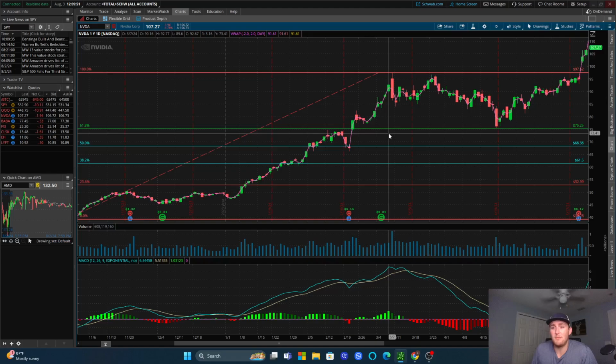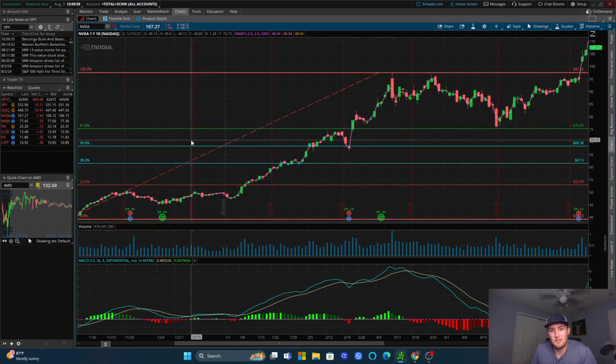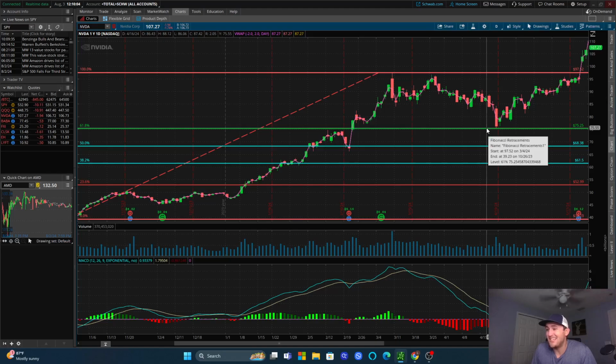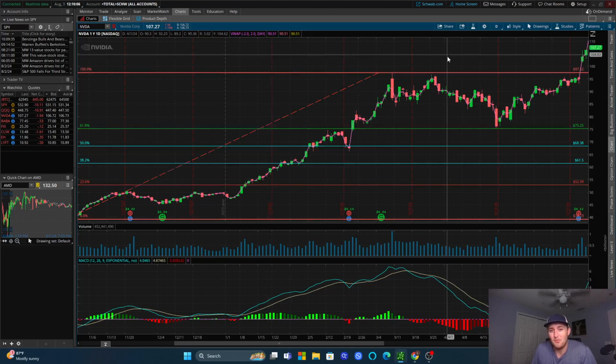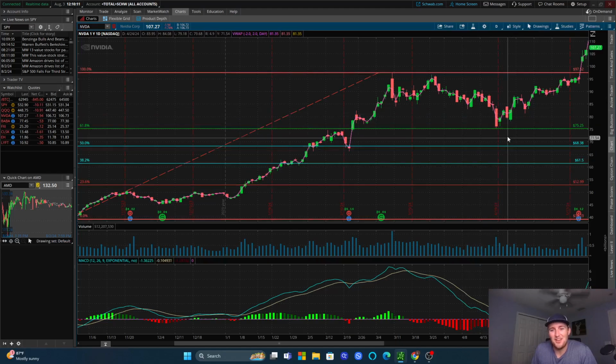Well, the great thing about Fibonacci retracement is how it works. It'll take the high of the move and the low of the move, and it'll calculate retracement percentage pullbacks. So if it pulls back to 61.8, that means it pulled back to about 61% of the overall move. Same thing with 38.2, it pulled back to 38.2% of the overall move.